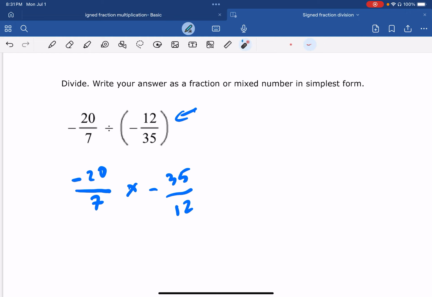So if you take a look right here, we have 7. Now, 7 doesn't go into 20, but 7 does go into 35. So if we divided both 7 and 35 by 7, wouldn't we end up right here with 1 and this being 5? And then similarly, if we look over here, we have 20 and we have 12.